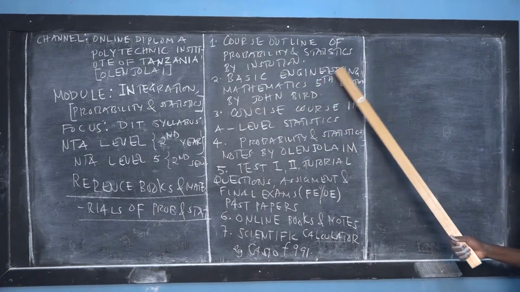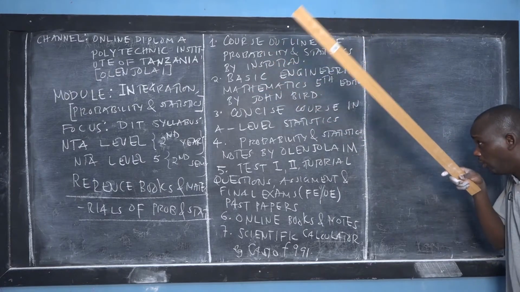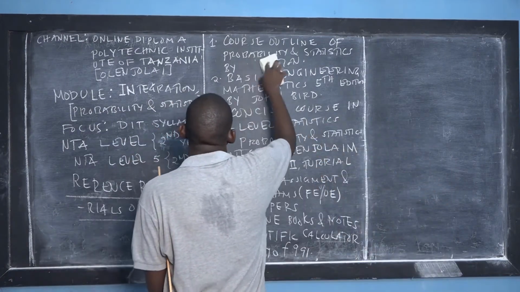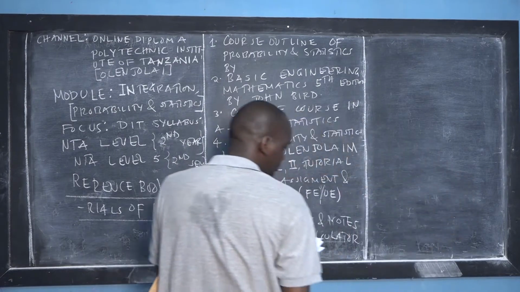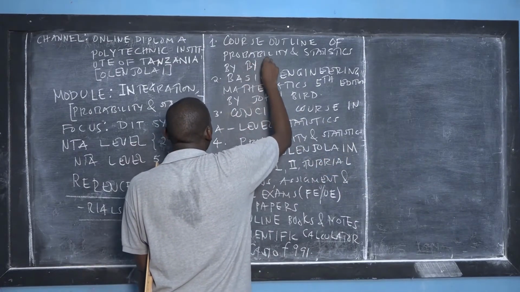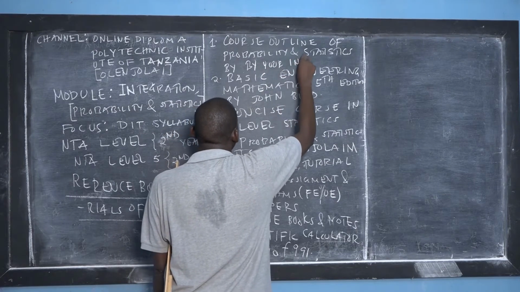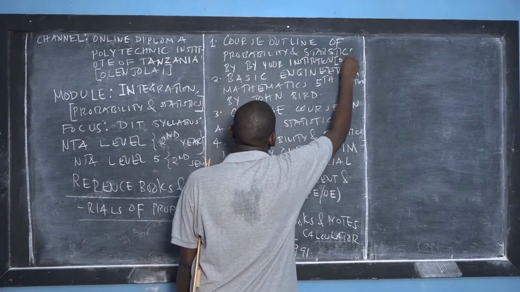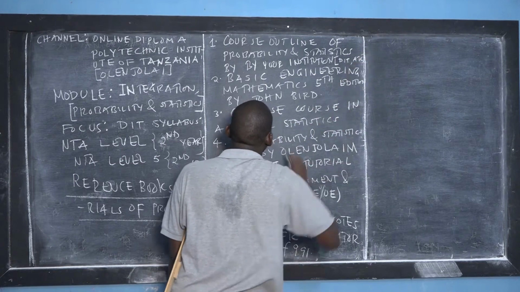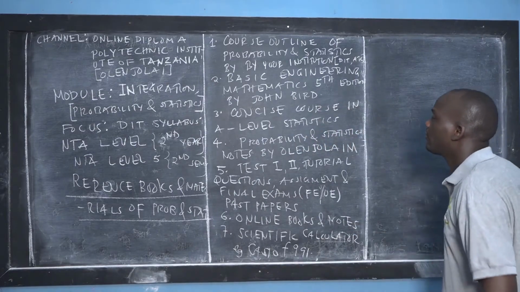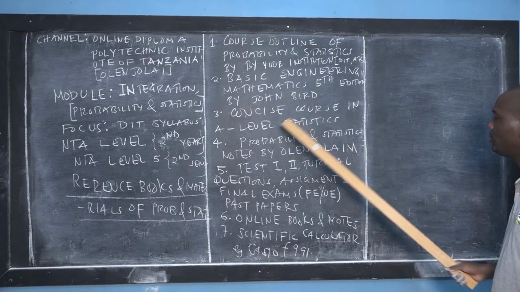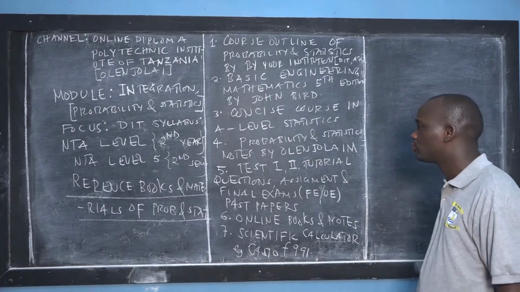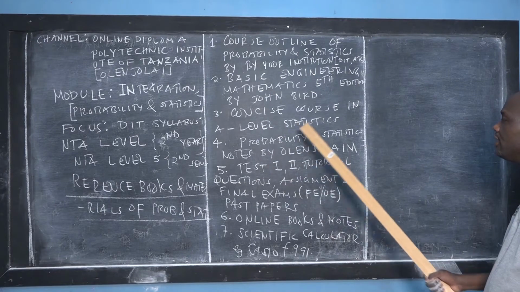The first one is course outlines by your institution, for example DIT or ATC, Arusha Technical College, etc. The second reference book is The Basic Engineering Mathematics, 5th edition by John Bird. It's a common book for diploma students; when I was doing the research, it has been used in different institutions. The third reference is Concise Course in A-Level Statistics.